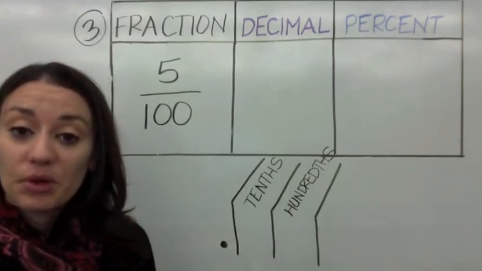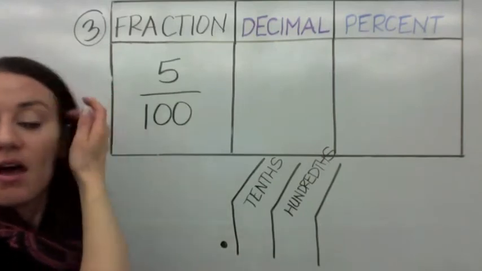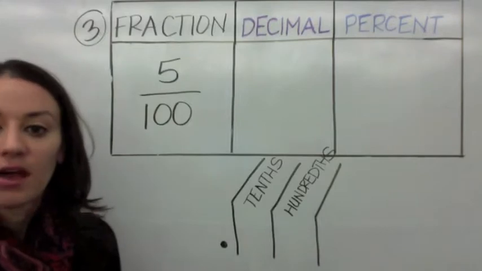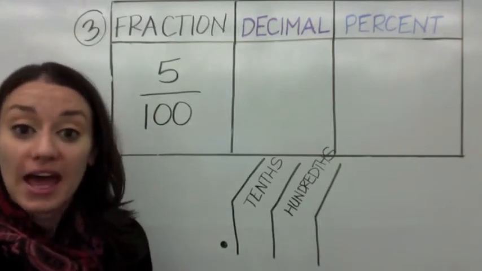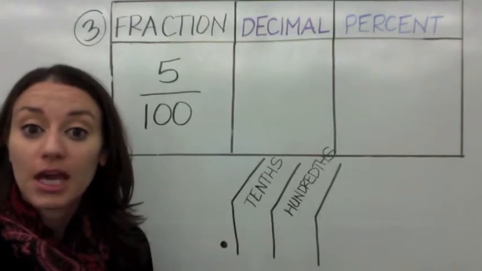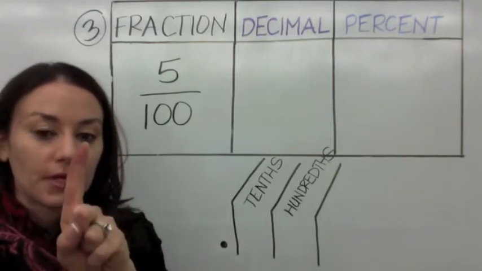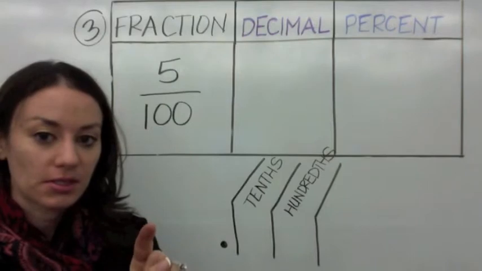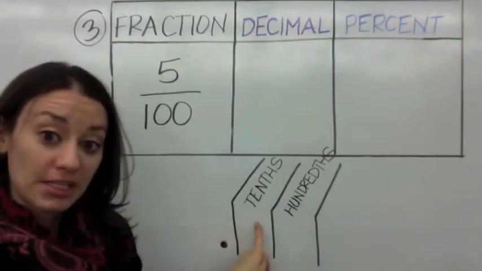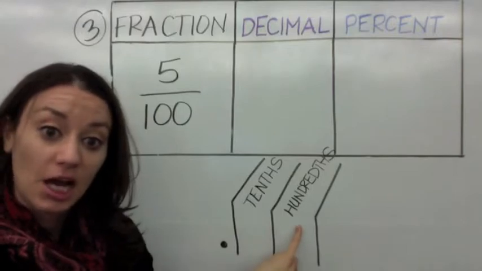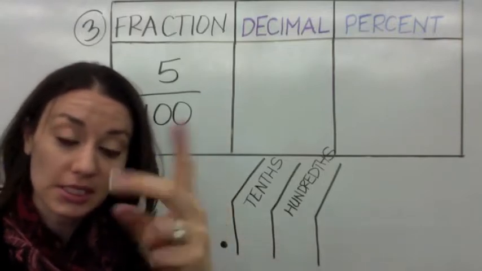Let's try this example. Read the fraction with me. It says 5 hundredths. How would you write 5 hundredths as a decimal? Okay, now let me ask you, if I say 5/100ths, which place after the decimal am I talking about? The first place after the decimal or the second place? Hundredths, 2 places after the decimal.